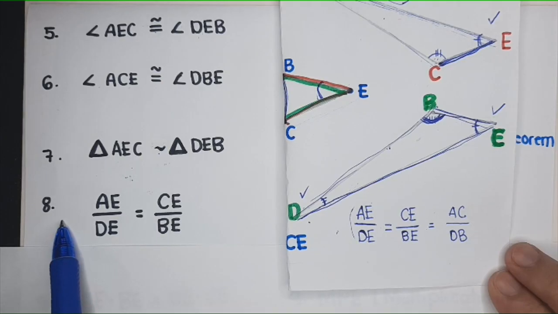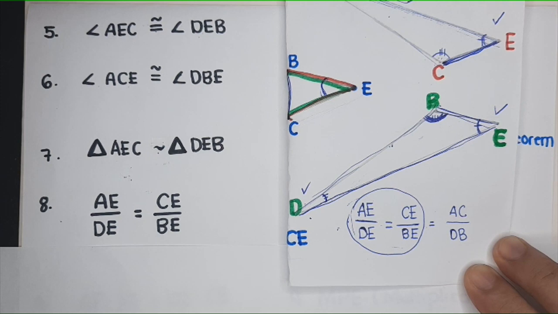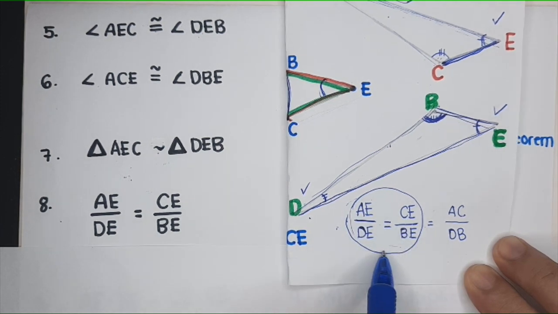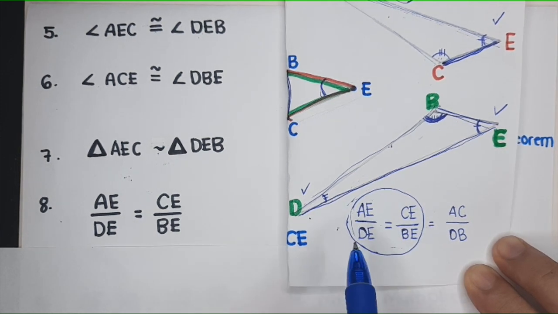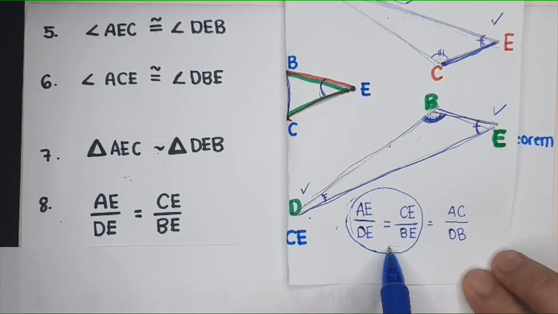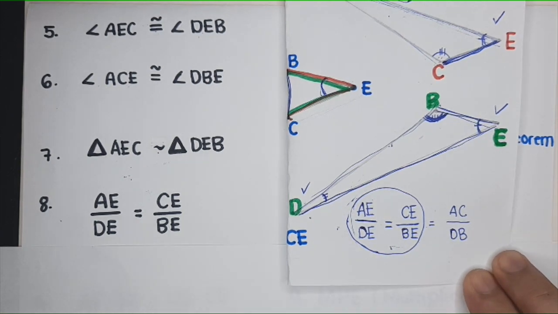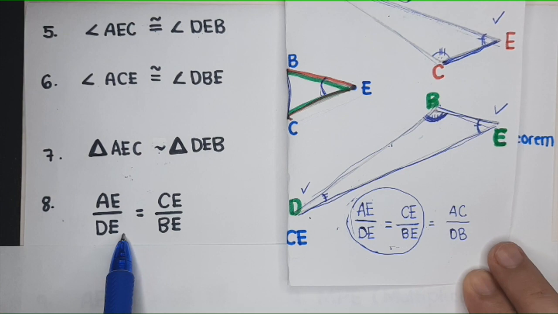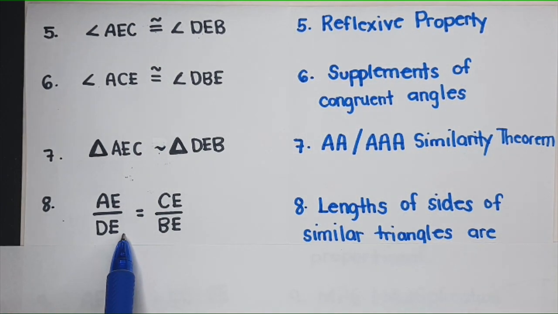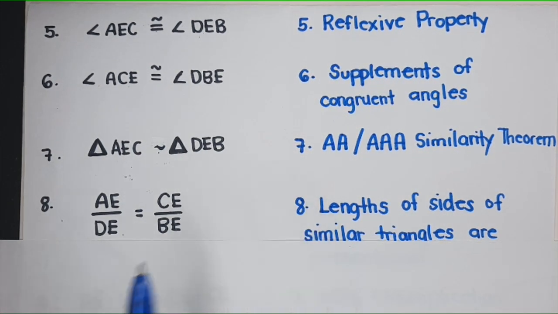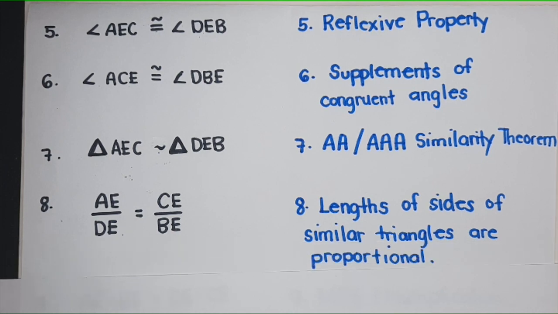So, actually, ito yung next statement natin. This is our 8th statement. I'm just going to use these two sets of corresponding sides kasi siya lang yung kailangan natin to prove the theorem. So, ito yun. What could be the reason? Lengths of sides of similar triangles are proportional. So, we're almost done.